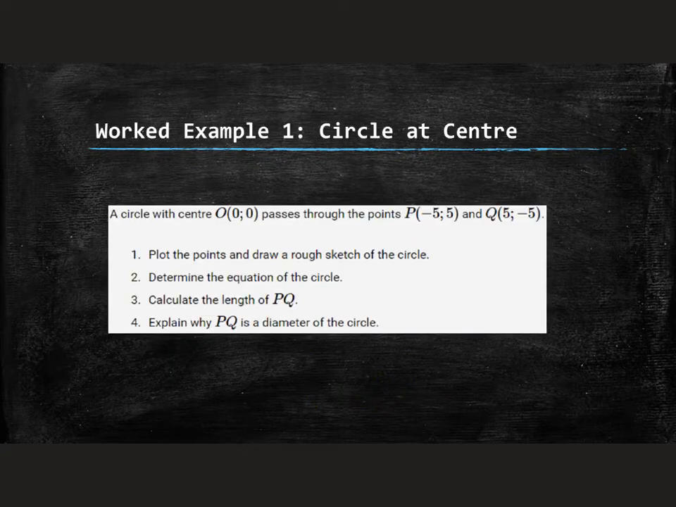First question we're going to look at today. A circle with center O, at the origin, passes through 2 points, minus 5, 5, and 5, minus 5. Plot these points and draw a rough sketch of the circle, determine the equation of the circle, calculate the length PQ, and then explain why the length is the diameter. Let's do this in pieces.